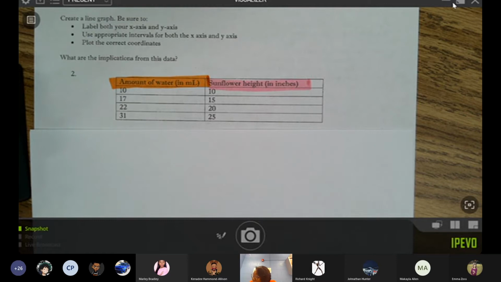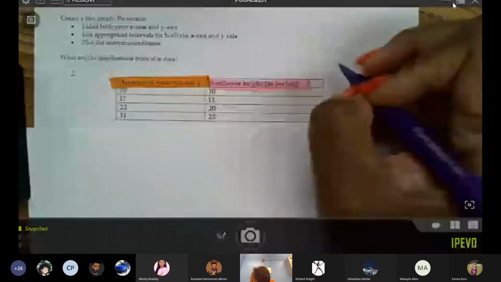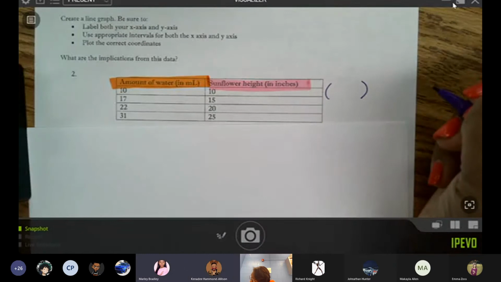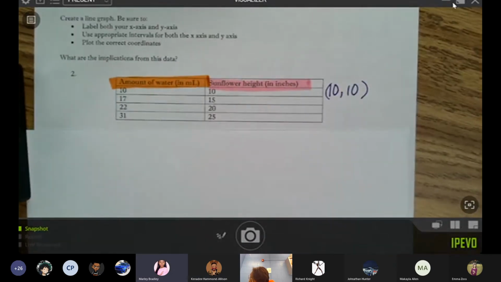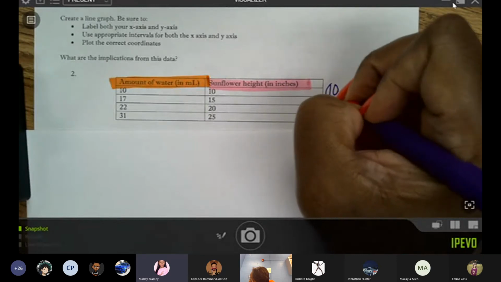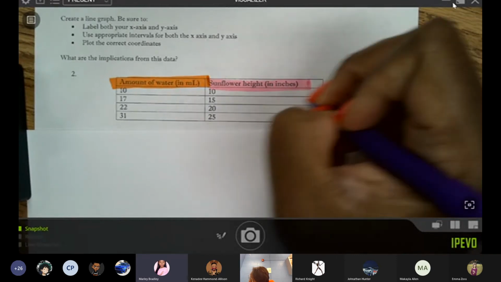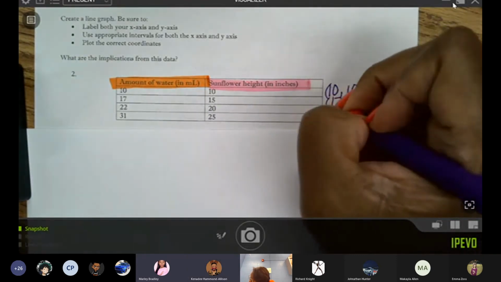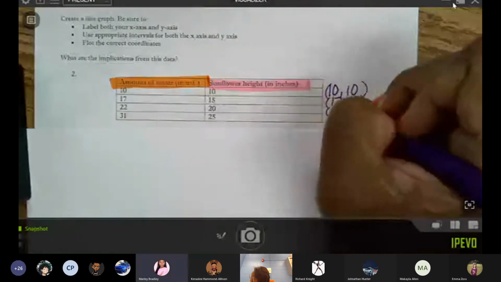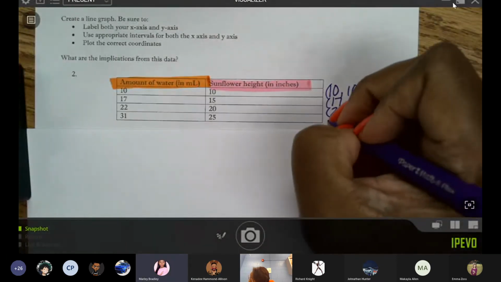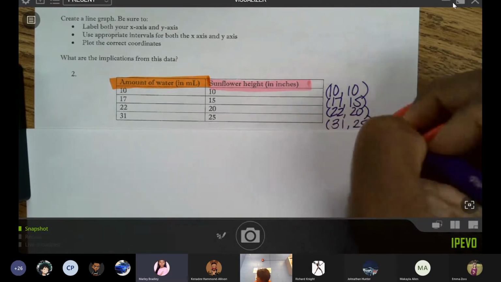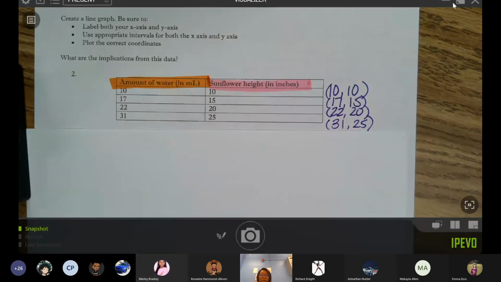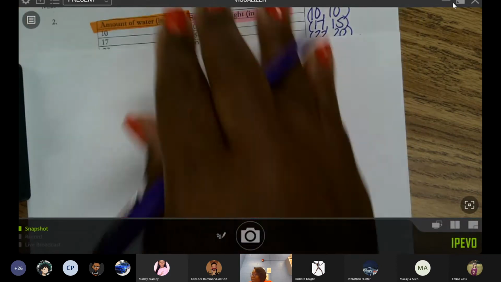Can someone tell me what's my first ordered pair? 10, 10. My second ordered pair? 17, 15. Our third ordered pair? 22, 20. And our fourth ordered pair? 31, 25. Very good.